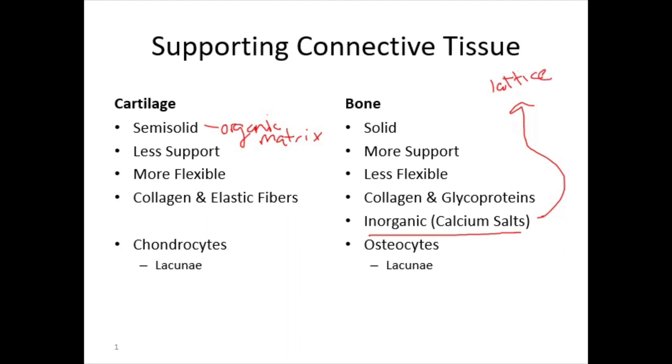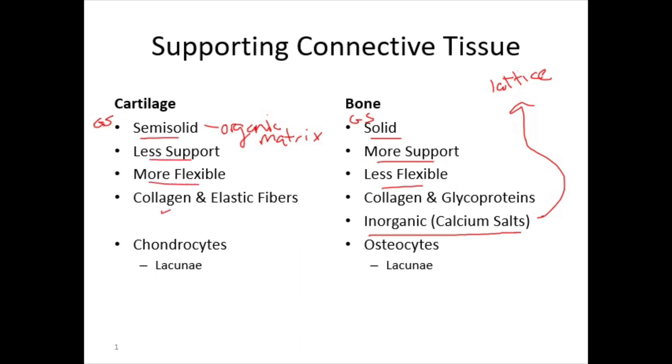Okay, so this is describing the ground substance. Because you're solid with bone, you get more support, but you're less flexible. Cartilage, less support, semi-solid, more flexible. Collagen and elastic fibers are in different types of cartilage. There's 3 types of cartilage that we'll talk about.